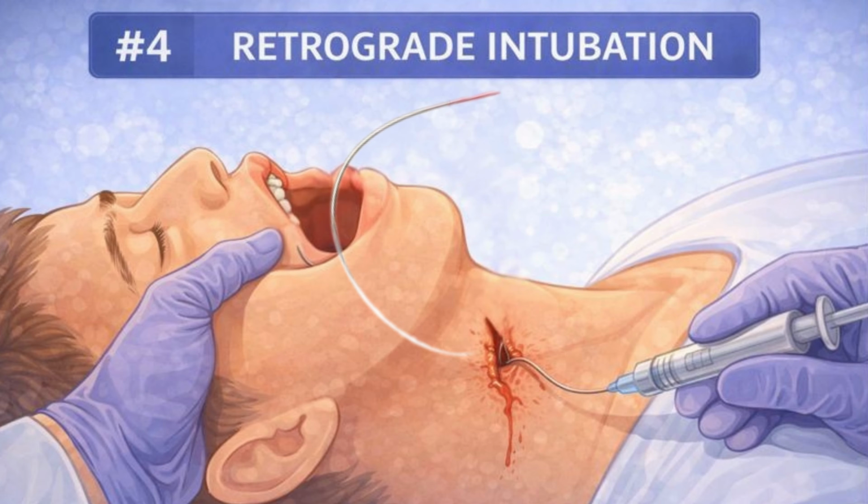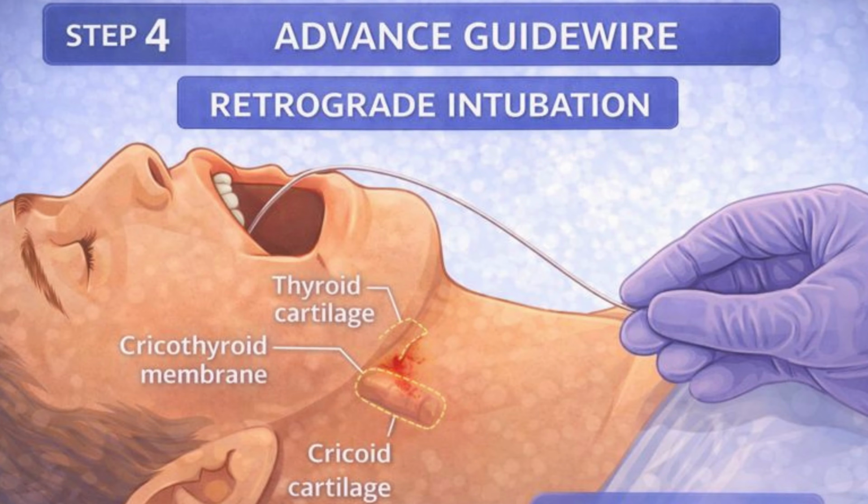Watch the mouth and nose closely. As the wire advances, it will appear either in the oral cavity or through the nose. Once the wire is visible, grasp it securely and hold it in place. The wire now defines the path of the airway.